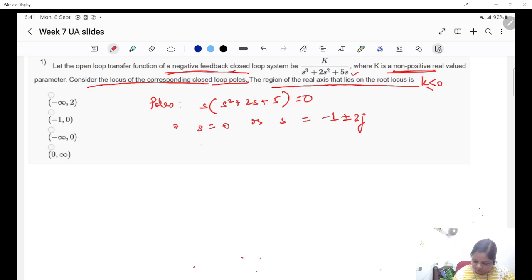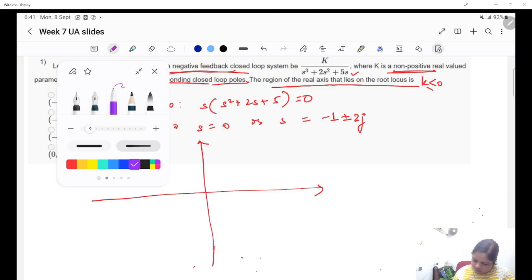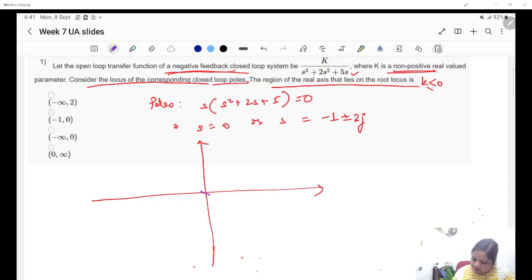Let's draw it. So this is the pole of the system, which is s is equal to 0, and the other poles are minus 1 plus 2j and minus 1 minus 2j. So this is minus 1, this is 2j, this is minus 2j. Okay, these are the poles of the system.